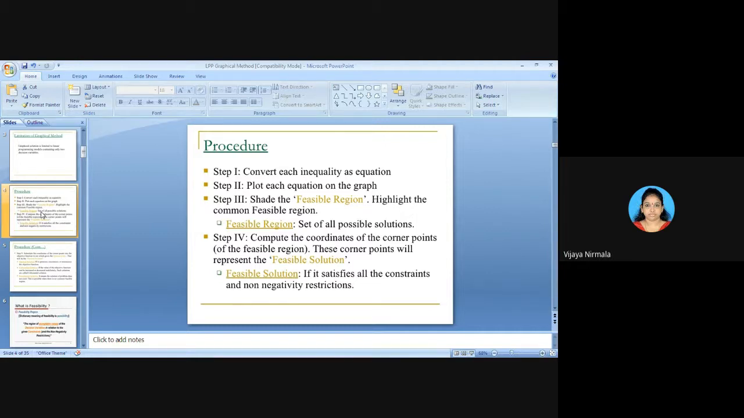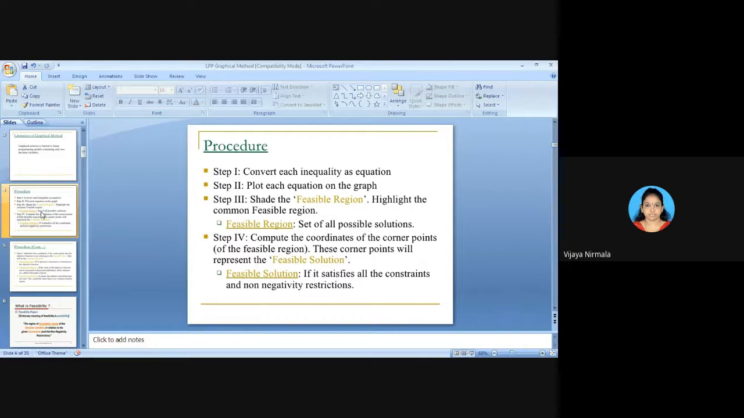Each inequality that we frame in the constraints needs to be converted into an equation. For example, x1 plus 3x2 greater than or equal to 24 is an inequality, and you need to convert it into an equation: x1 plus 3x2 is equal to 24. That is the equation. So each inequality in the formulation that we have made is converted into an equation.